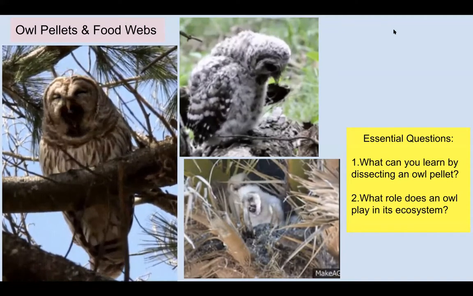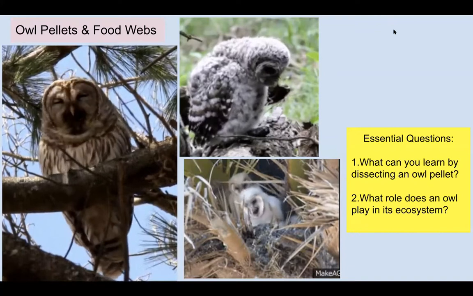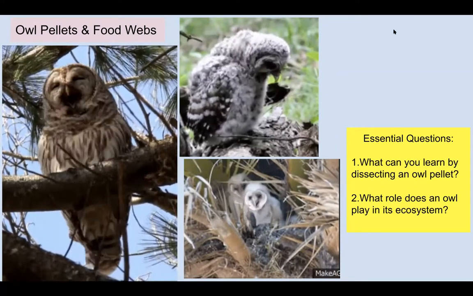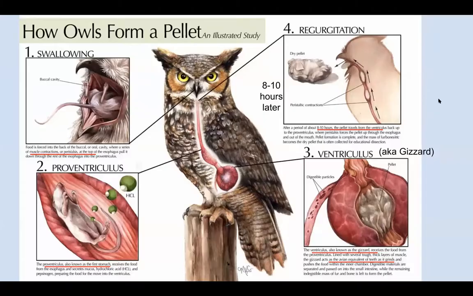So essentially it's a pellet full of fur and bones or other skeletons that cannot be digested. So let's take a look at our next slide. Just really quickly examine the infographic. It shows us how owl pellets are formed.